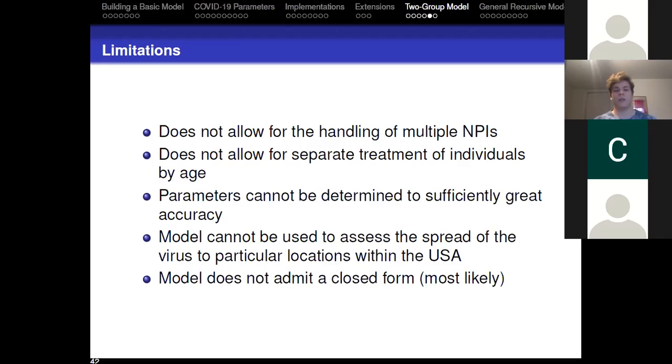And then also, as I said before, the parameters cannot be determined to sufficiently great accuracy. As you can see, the model is volatile with respect to the parameters. And the model also doesn't account for any location factors, so it can't assess the spread of the virus to particular locations within the USA. And it also doesn't admit a closed form.